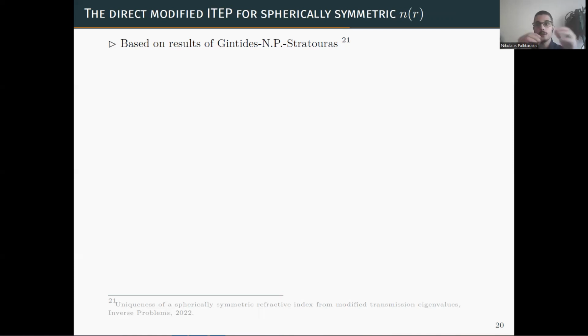So next, we're going to restrict ourselves to the spherically symmetric case again, and study this problem for these specific cases. These are based on results of our latest paper with Drossos Gintides and Kyriakos Stratouras in Inverse Problems. It was published a few months ago.